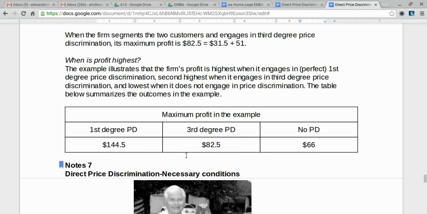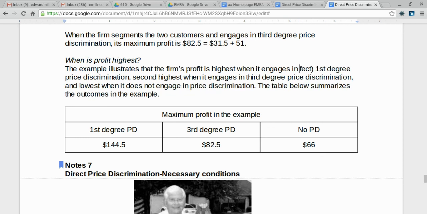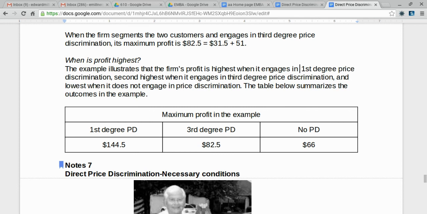This example illustrates that the firm's profit is highest when it engages in first-degree price discrimination, second highest when it engages in third-degree price discrimination, and lowest when it does not engage in price discrimination. The table summarizes the results. First-degree discrimination gave us 144.5 profit. Third degree, the profit was 82.5. Without discrimination, the profit was only 66.